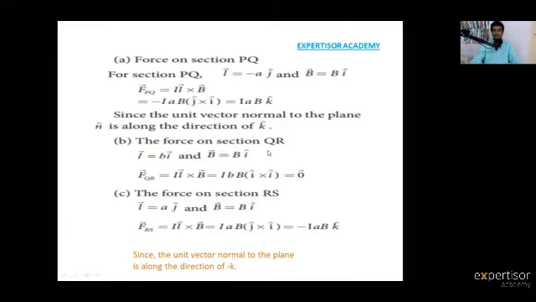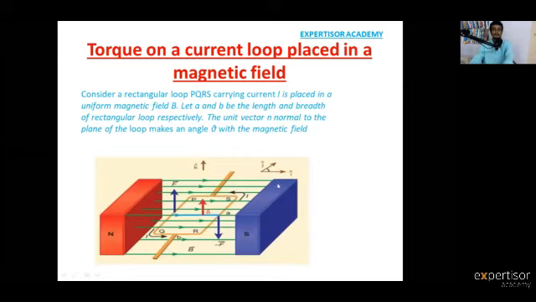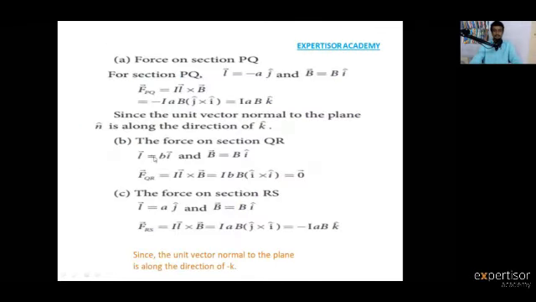Okay. For section QR, the length of QR is b, so L is equal to b I cap, and B is equal to B I cap. So for this, F_QR is equal to I L × B, that is equal to I b B, I cap cross I cap. So here the same unit vectors in a cross product give 0.